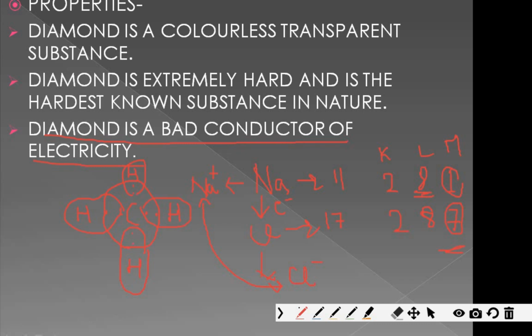attractive force. Now an ionic compound in aqueous medium gives out charges. That's why an ionic compound conducts electricity in aqueous medium. Okay, now diamond only has covalent bonds. That's why it is a bad conductor of electricity.